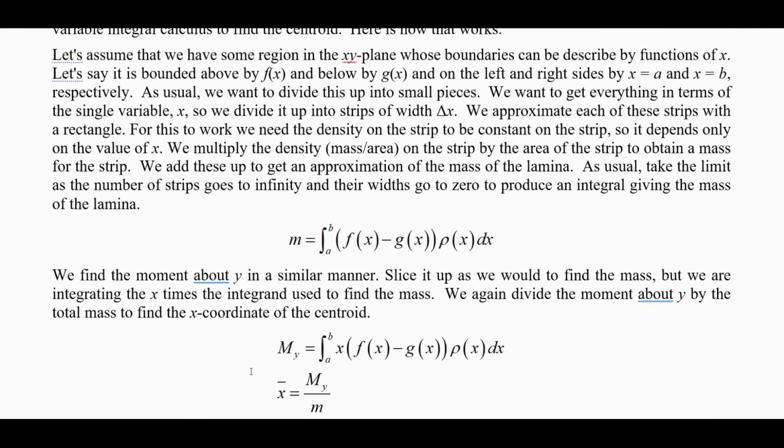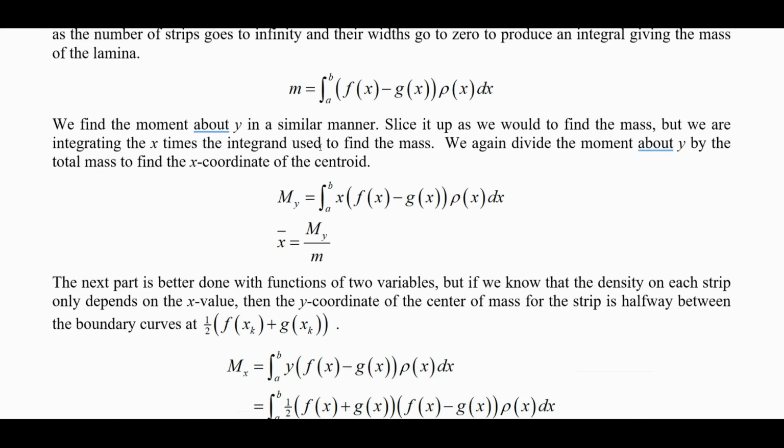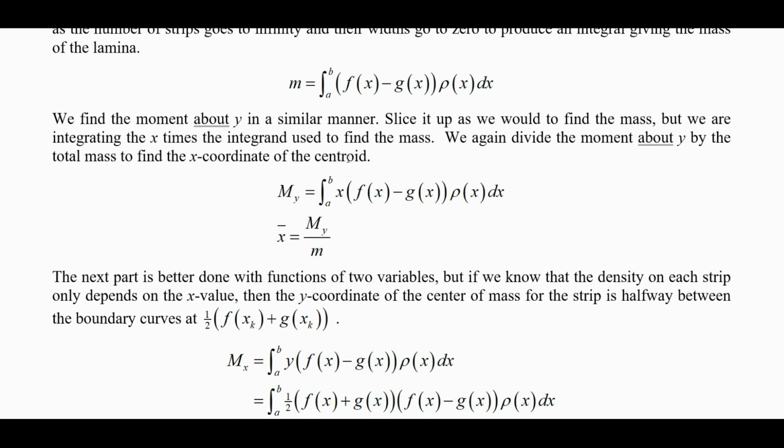We find the moment about y in a similar manner, slice it up as we would to find the mass, but we're integrating x times the integrand used to find the mass. We again divide the moment about y by the total mass to find the x coordinate. So it's just x times this same function. To get the moment about y, integrate that, divide by the mass here. So you have to do two integrals and divide to get x bar.